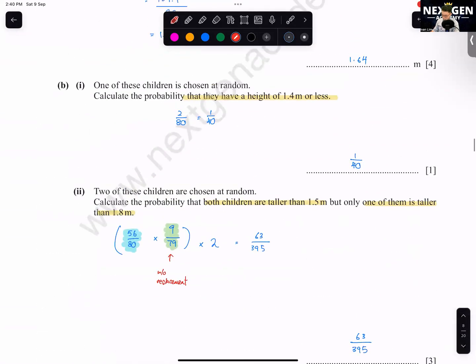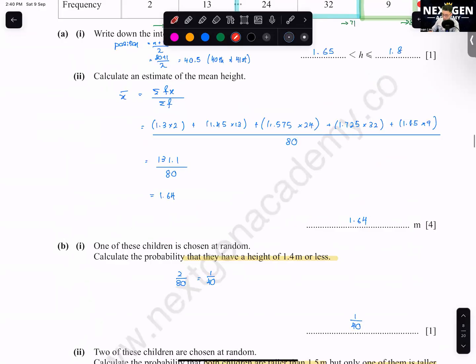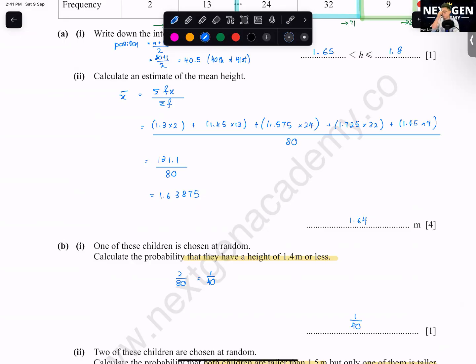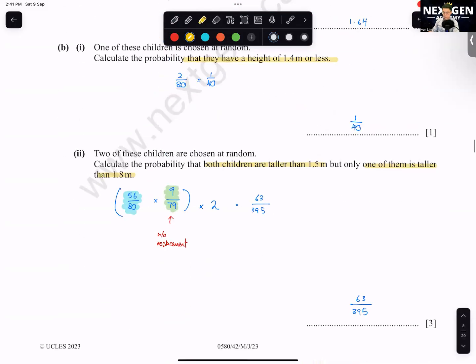Estimated height. Oh, wait, sorry, you're right. Why I round it up? Teacher blur already. Thanks, Derek. This one here, change the value. 131.1 divided by 80. Please write this one. 63875. I wrote too fast already. I wrote here 1.63875. Thanks, Derek. Don't round it up.